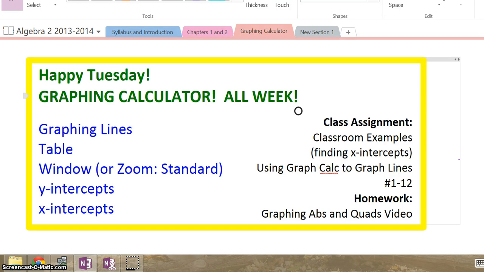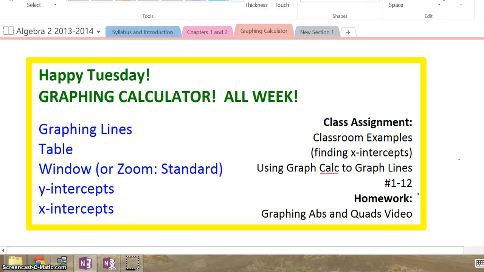Okay, so today we're going to learn how to find x-intercepts using the graphing calculator. Your last video was graphing lines using the table, using the window, or going to zoom standard and finding the y-intercept. So today we're going to add to that finding the x-intercepts. When you're finished with that, you're going to do the worksheet using the graphing calculator to graph lines number 1 through 12. You should be able to do every part of all of those now.